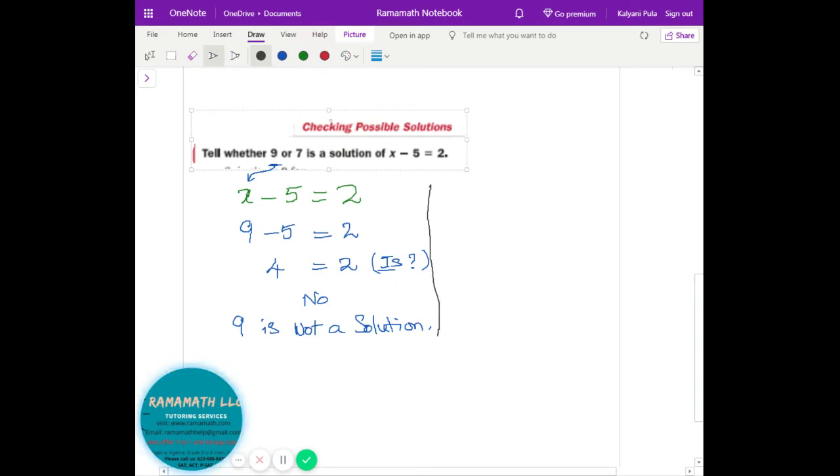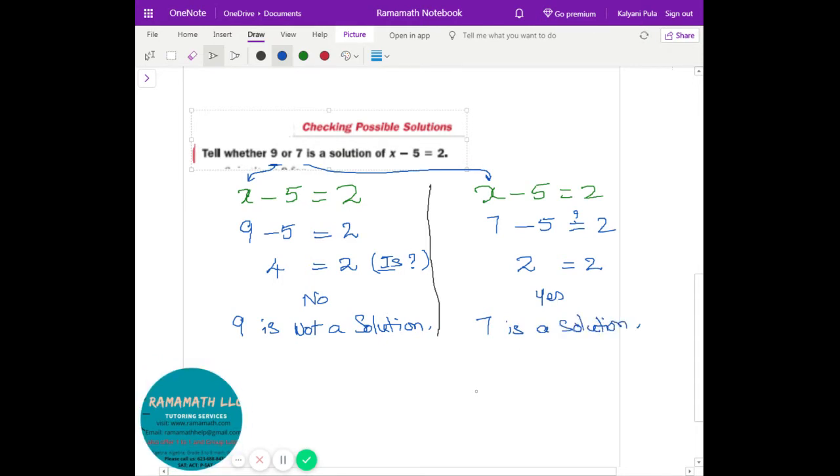But now let's check the other one. I'm going to take the equation again, x minus 5 equals 2. But now I'm going to plug in the 7. So in place of the x, I'm going to write 7 minus 5. I'm going to check whether it's 2 or not. 7 minus 5 is 2. And it equals 2. And then, 2 equals 2? Yes. So that means 7 is a solution.